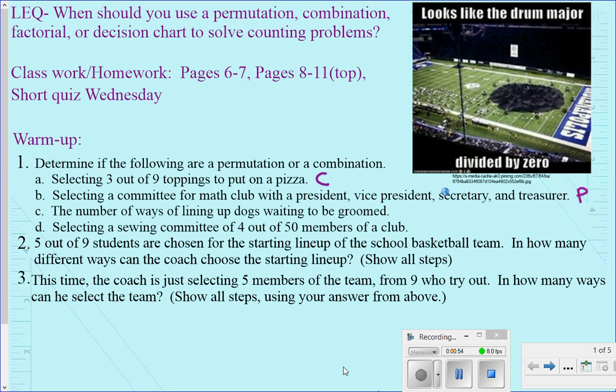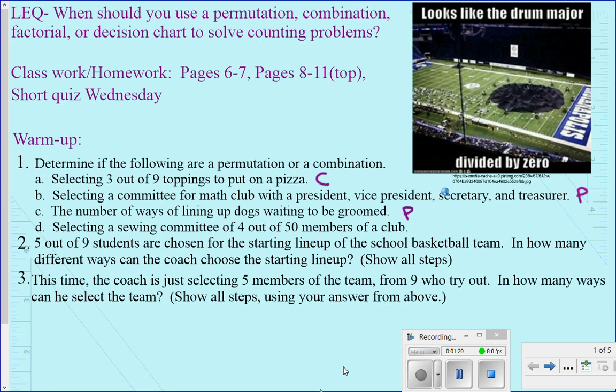The number of ways of lining up dogs waiting to be groomed. Okay, so hopefully you thought a little bit about that. If they're lined up, that means they're waiting in that specific order. So the order does matter. You can kind of think of it this way: Spot's first in line and Sparky's second. If I flip that around and put Sparky first and Spot second, then Sparky's going to be groomed first. So the order there does matter. They're lined up. So that's a permutation.